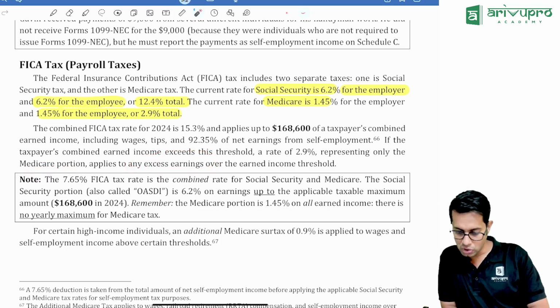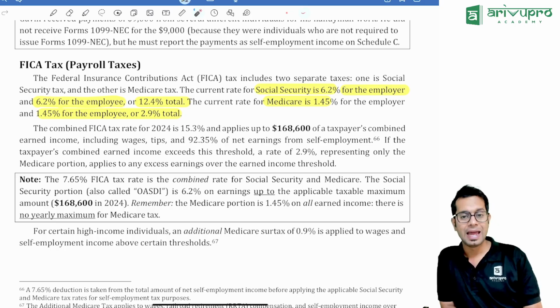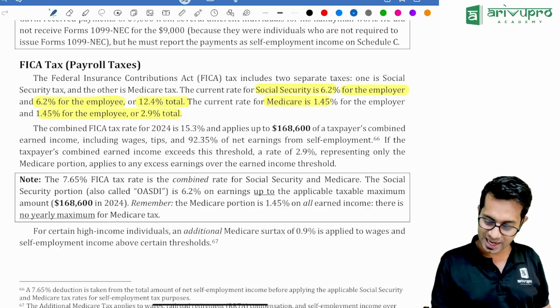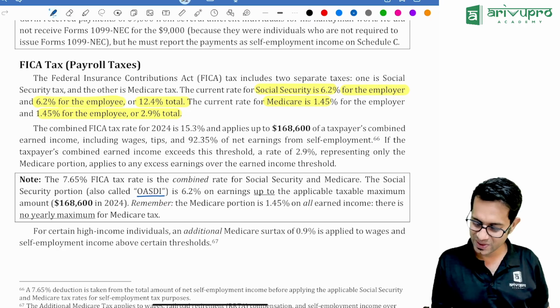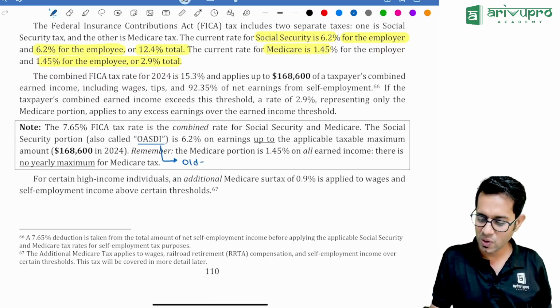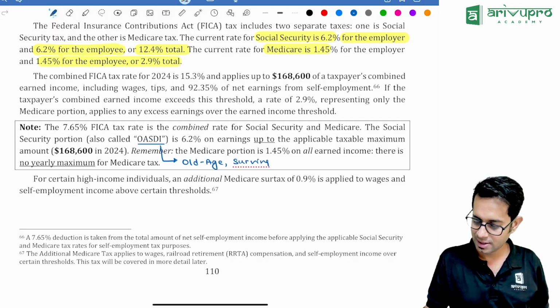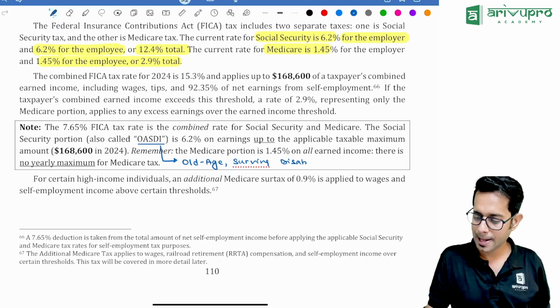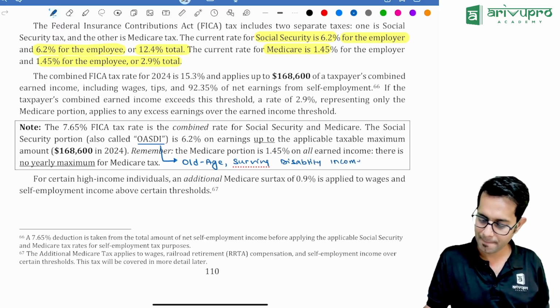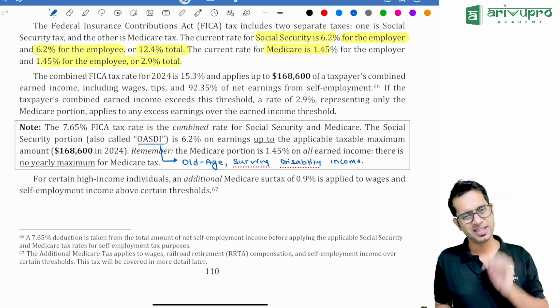The Social Security portion is also called OASDI. Social Security tax is also called what, sir? OASDI. Sir, what is this new word you are telling, sir? What do you mean by this, sir? OASDI means old age, survivors, disability, insurance. Okay, something like this is there.